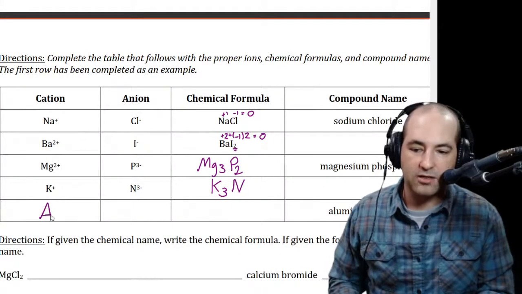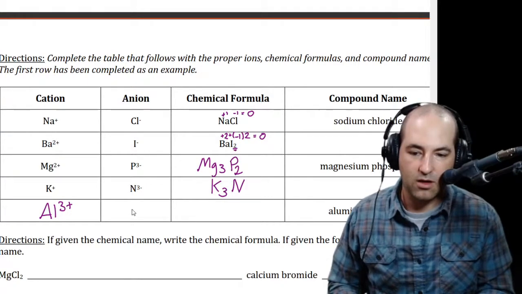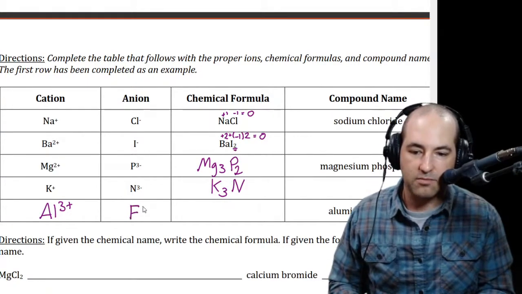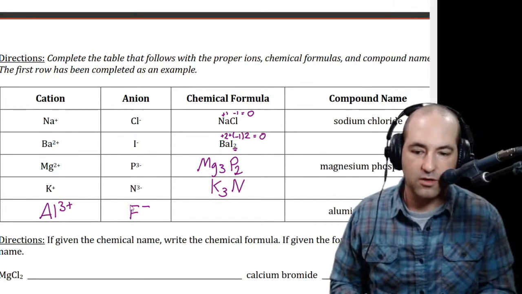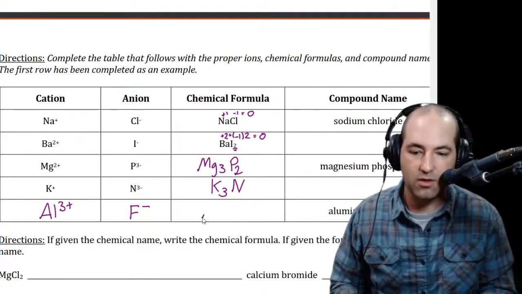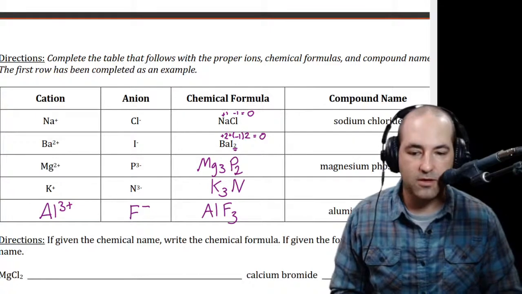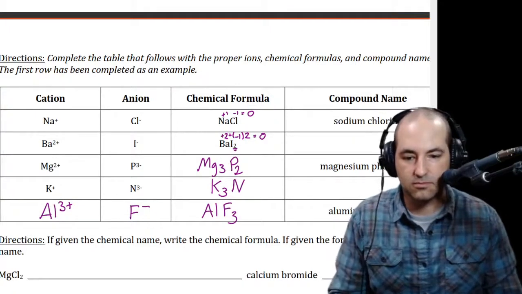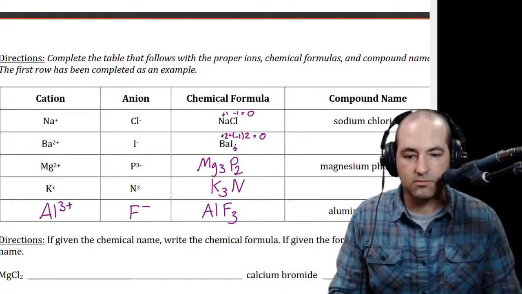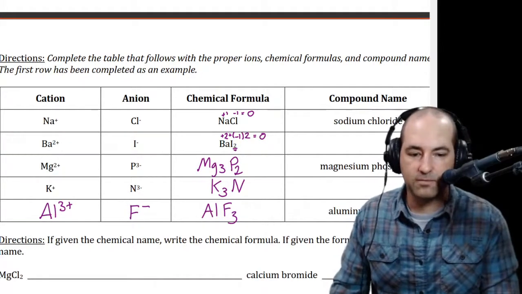So I write those ions first. Aluminum, I figured out was 3 plus, and fluoride, I figured out was -1. So then putting those two together, I need 3 of the -1 to balance the +3. So that looks like AlF3. Any questions about those? Putting those formulas together?